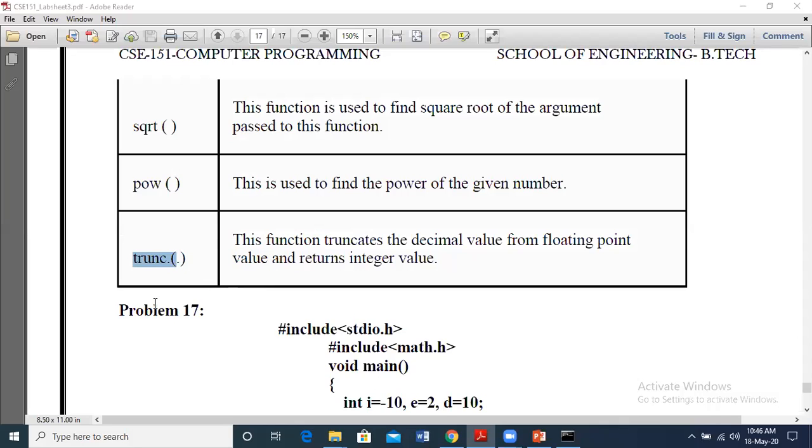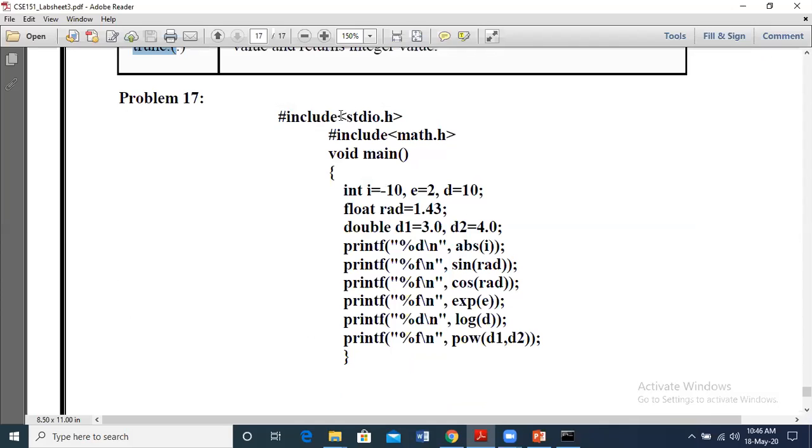The program 17 is the last program in lab sheet 3. It is used to illustrate the usage of mathematical functions. So if we are using mathematical functions, which header file is necessary? Math.h. So please don't forget. Remember to use math.h along with stdio. This has to be given compulsorily. Just like if we use string manipulation functions, we have to give string.h, similarly, for mathematical functions, we have to include math.h.